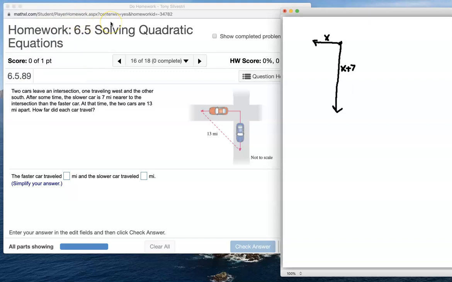So the first thing that you're going to do is lay out in terms of variables what this diagram looks like. They do tell you that at the same time the cars are 13 miles apart, like they use some sort of Google Maps or something where you can locate the distance between 2 points, and this is supposed to be 13. Now, how do you do this problem?